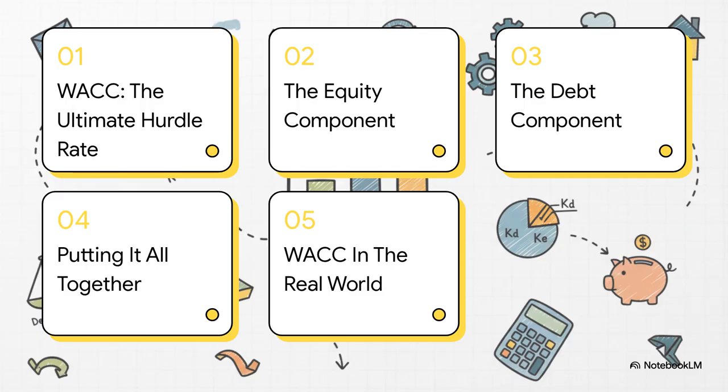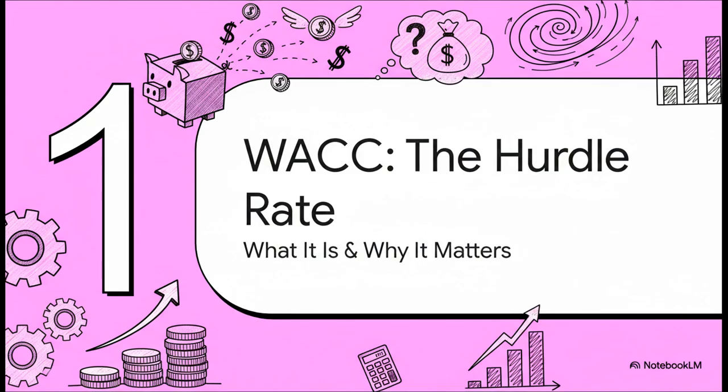So to really nail this down, we're going to tackle it Mises style, breaking it into 5 clear parts. First, we'll define what WACC is and why it's so important. Then, we'll dissect its 2 main ingredients, equity and debt. After that, we'll put it all together in the final calculation. And finally, we'll look at how this all works in the real world. Okay, let's dive right in.